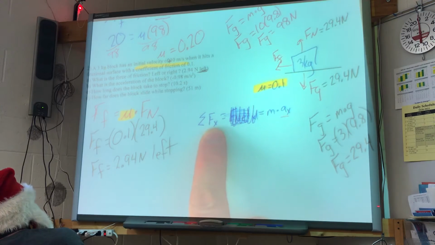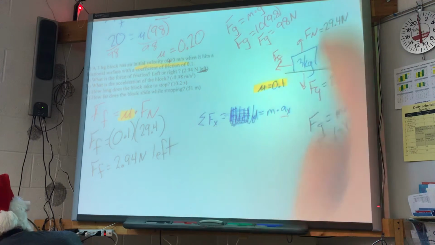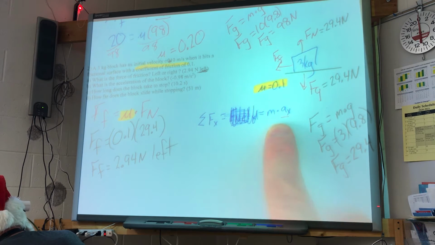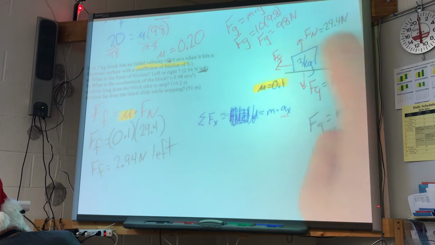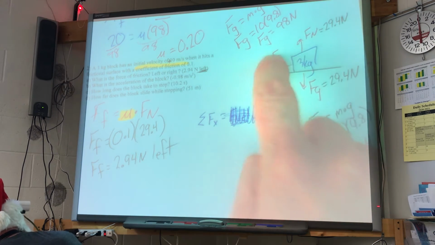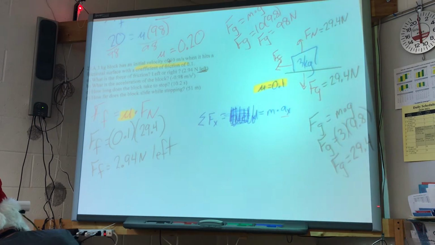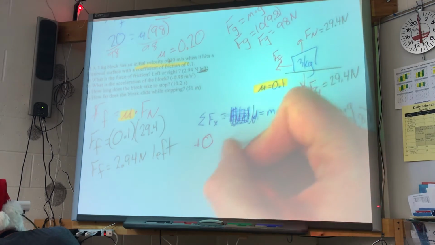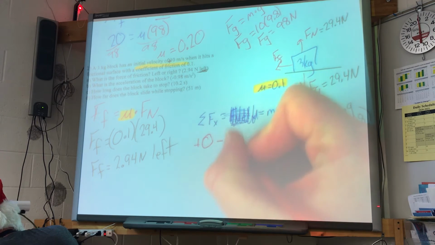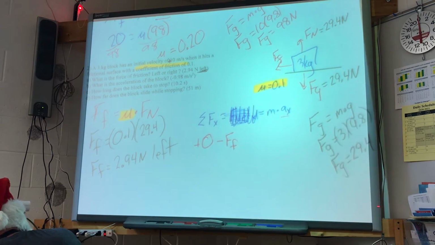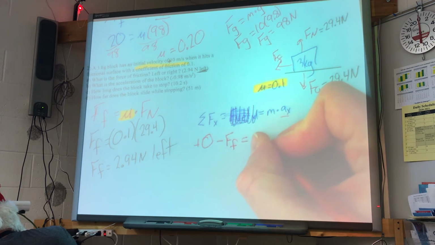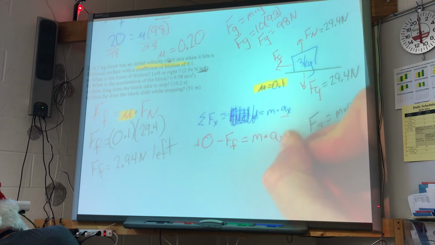The sum of all my forces, if we're talking about my y's, would be add my ups, subtract my downs, set equal to m times a. Since we're talking about the x, though, it's add my rights, subtract my lefts, set that equal to m times a. So we add all of the forces going to the right. In this case, there aren't any. We subtract our forces to the left, and we set that equal to mass times acceleration in the x direction.